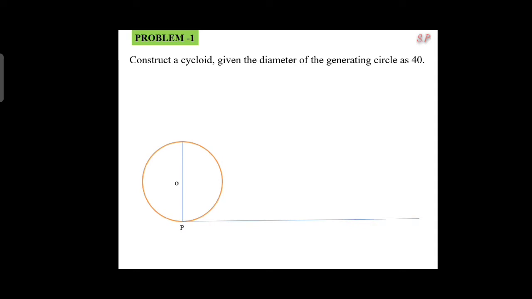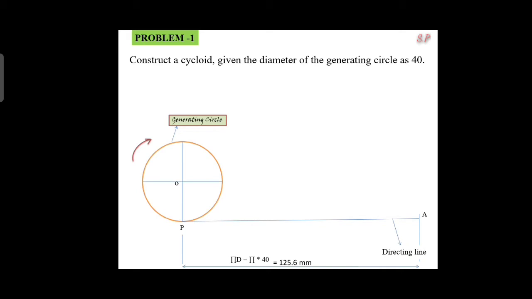Next you locate the point A on the straight line. For the length PA, you have to find the circumference of the circle using the formula pi d, which is pi into 40. So you will get 125.6 mm. From the point P you take 125.6 mm distance and locate the point A. Now PA is a straight line. The circle is called the generating circle and the fixed straight line PA is called the directing line. This circle will rotate in the clockwise direction.